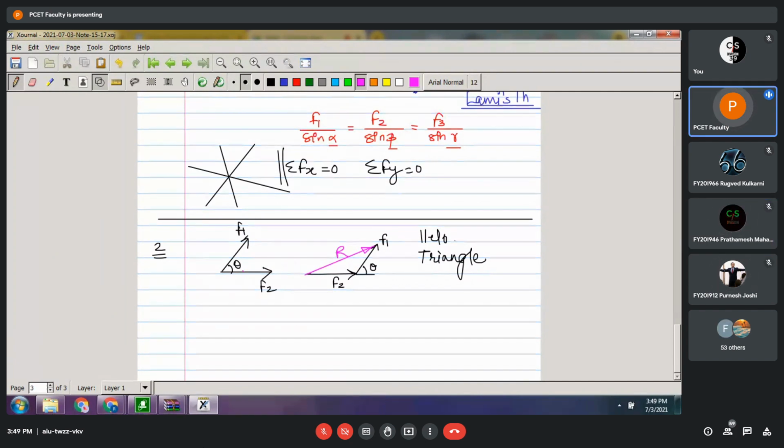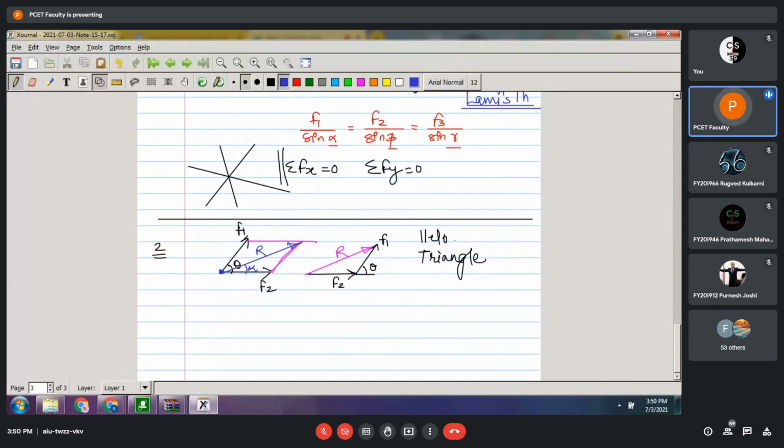Or you can say that these same two forces, if they are acting as two adjacent sides of a parallelogram, and if I complete this parallelogram, then the diagonal starting from the intersection point of the two forces will represent the resultant of the given force system, both in terms of magnitude as well as direction.